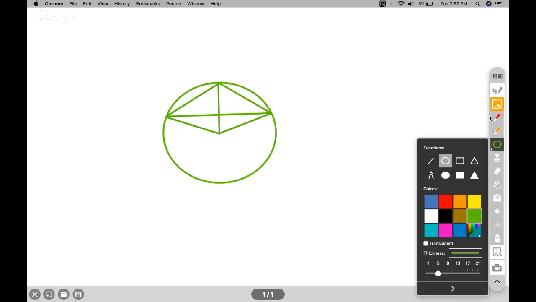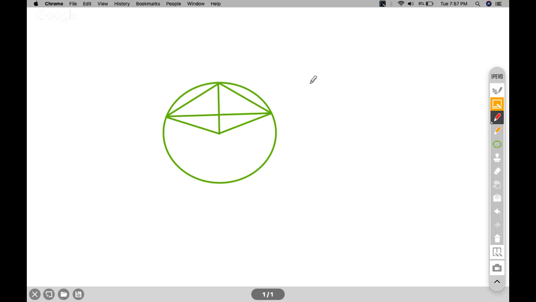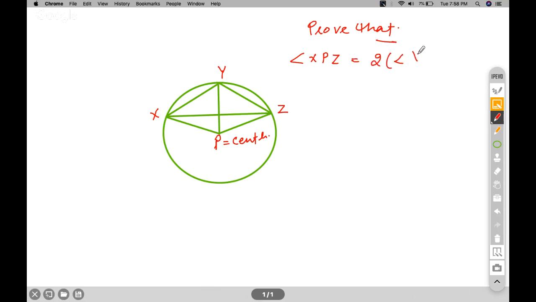Okay, so in this question, P is the center. This is P and this is the center. Now, this is X, this is Y, and this is Z. You have to prove that angle XPZ is equal to 2 times angle XZY plus angle YXZ.